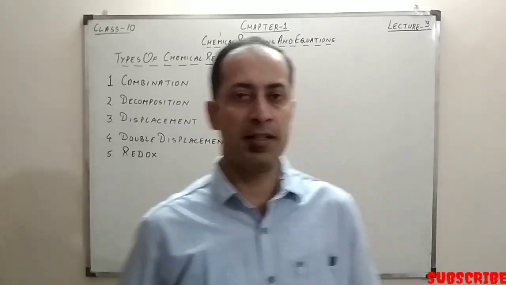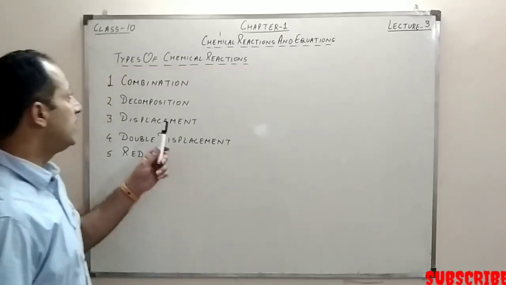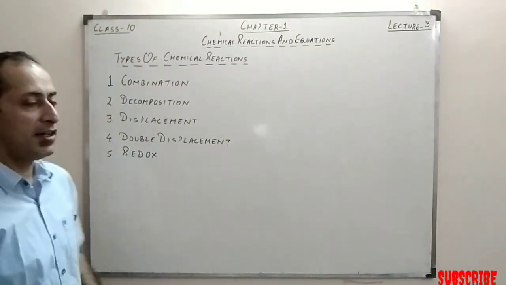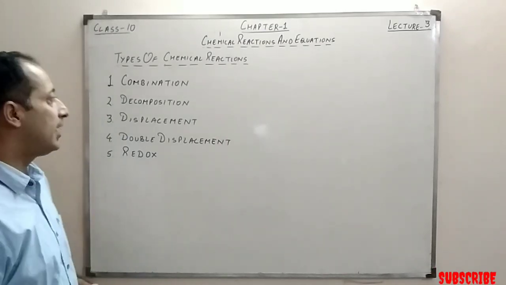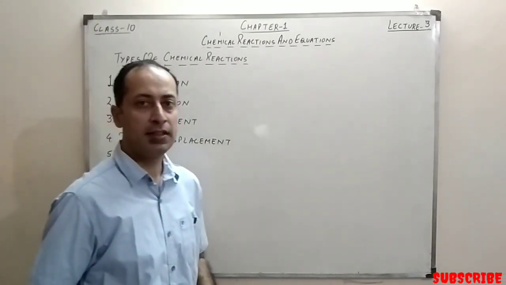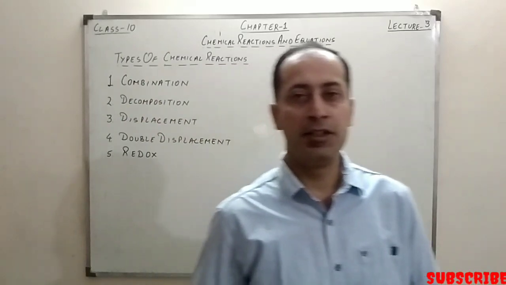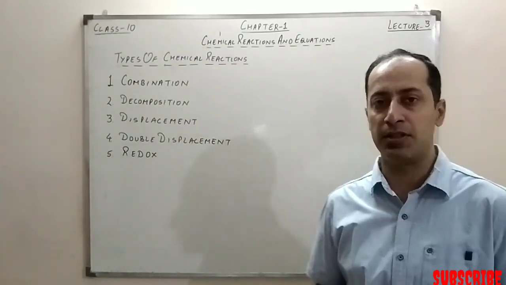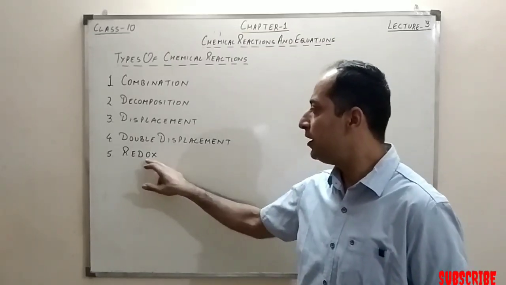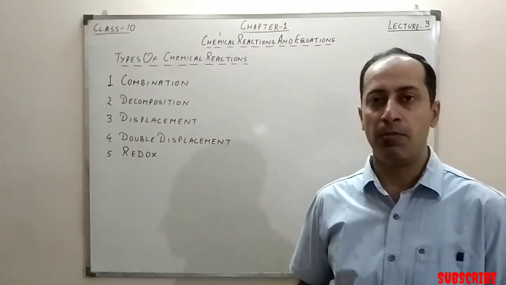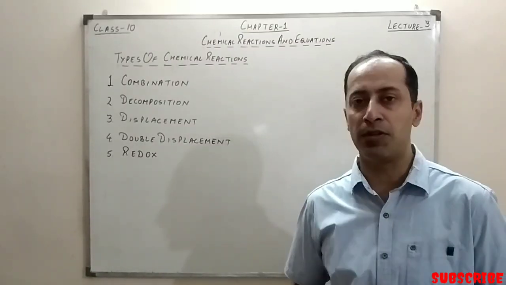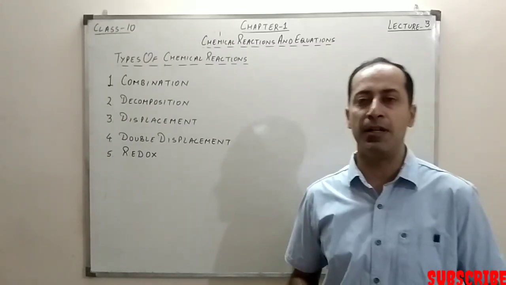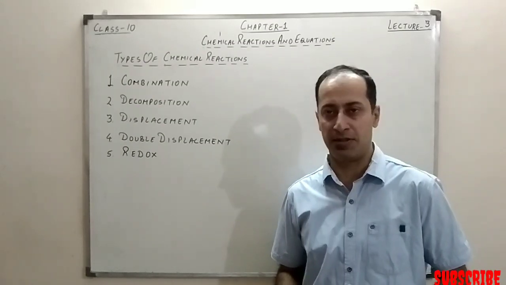So let's see what is written on the board. I have written the names of the different types of reactions. The first type is a combination reaction. The second is decomposition reaction. The third is displacement reaction. The fourth is double displacement, and then we have redox reaction, which is the short form of reduction and oxidation reaction. But today, out of these five, we are going to discuss the first two reactions only. So without wasting time, let us discuss the first two reactions.